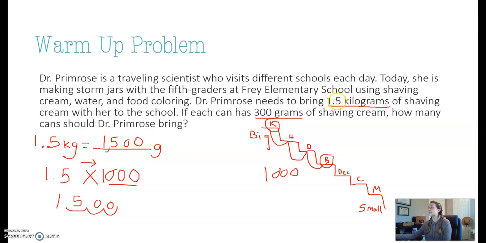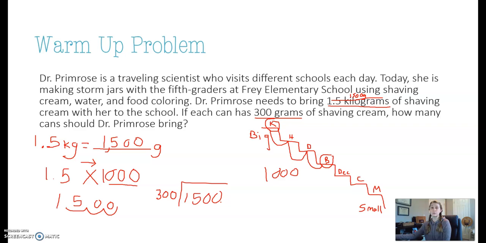So now let's go back to the problem. Instead of 1 5/10 kilograms, I can say that she has 1,500 grams is what she needs. It comes in cans of 300. So I need to figure out how many cans that's going to be. So I am going to need to do a division problem. 1,500 divided by 300.